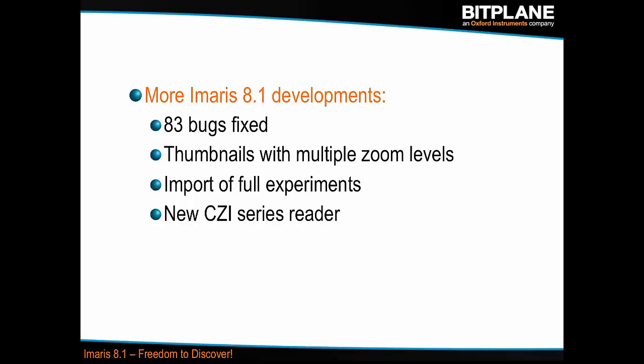So we've introduced a reader that can read just the same as Zen would read it. Imaris will be reading it at the same speed. This is a big advantage for people that were using or that are using light sheet systems. Previously in Imaris, you'd have a couple of steps to convert them to an IMS time series. Now it's a direct read, and you can get the CZI series immediately into Imaris.